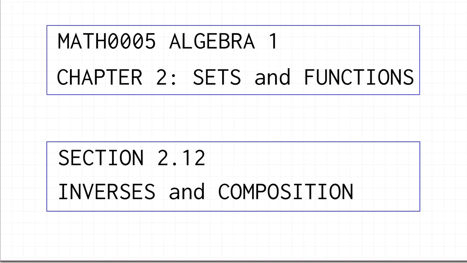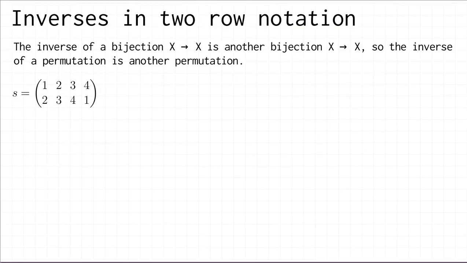There are two useful things about permutations which we're going to discuss in this video. The first is that the inverse of a permutation is another permutation, and the second is that the composition of two permutations is another permutation. So let's begin with inverses.